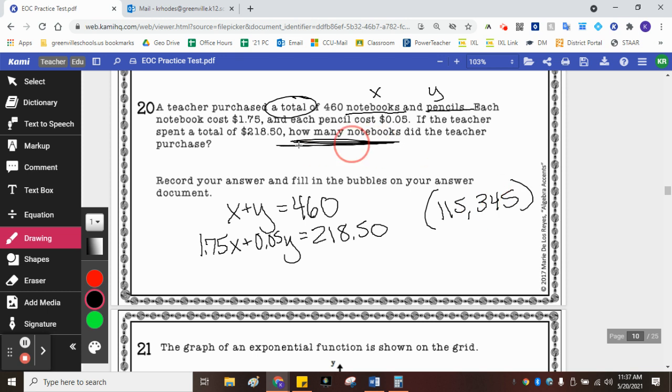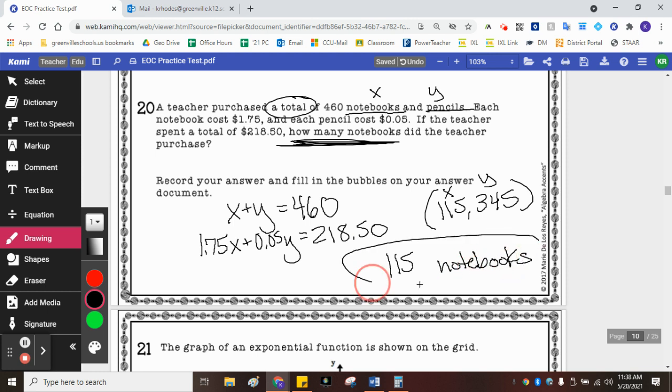So how many notebooks did she buy? I can tell you she bought notebooks is X. 115 notebooks. 345 pencils. If I add those together, it should be 460. And if I times them each by their cost and add that together, I should get $218.50.